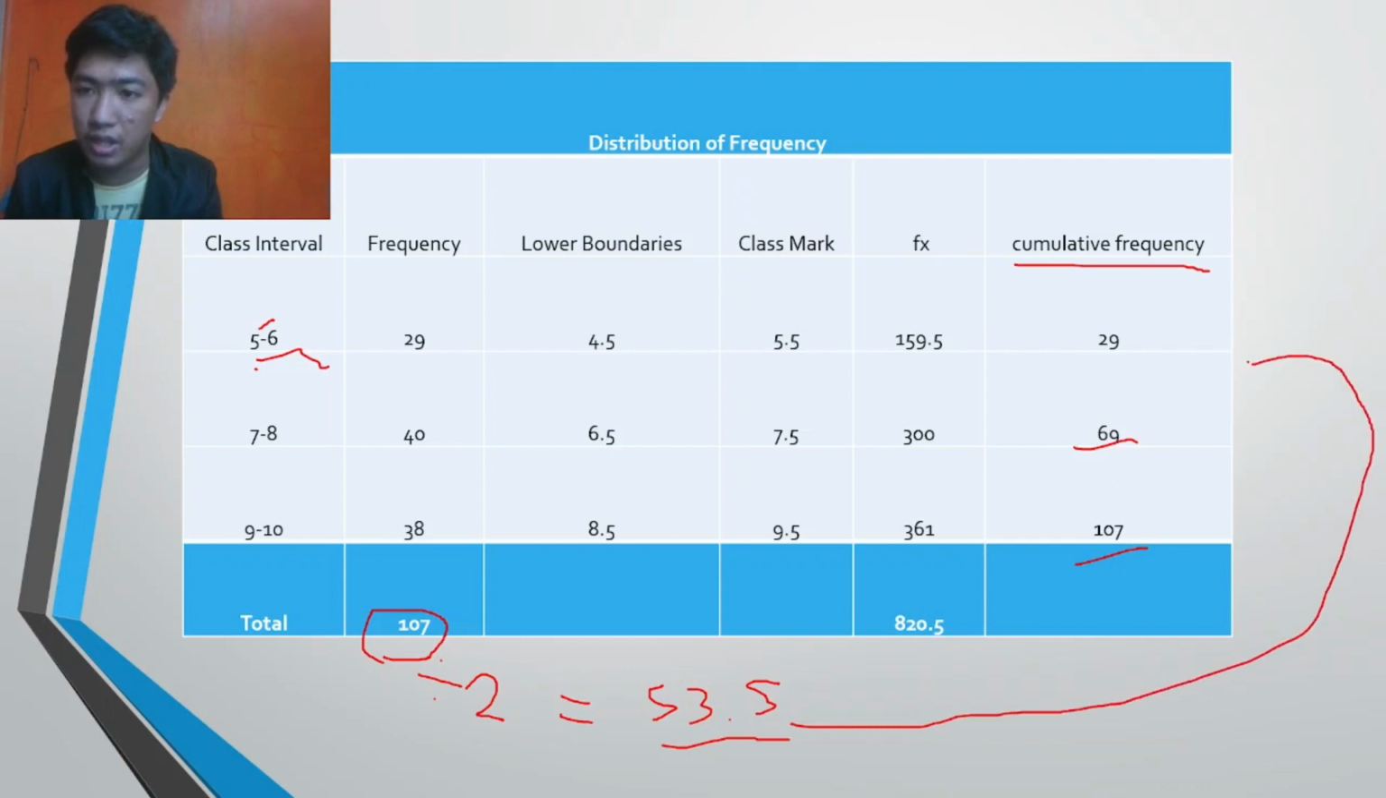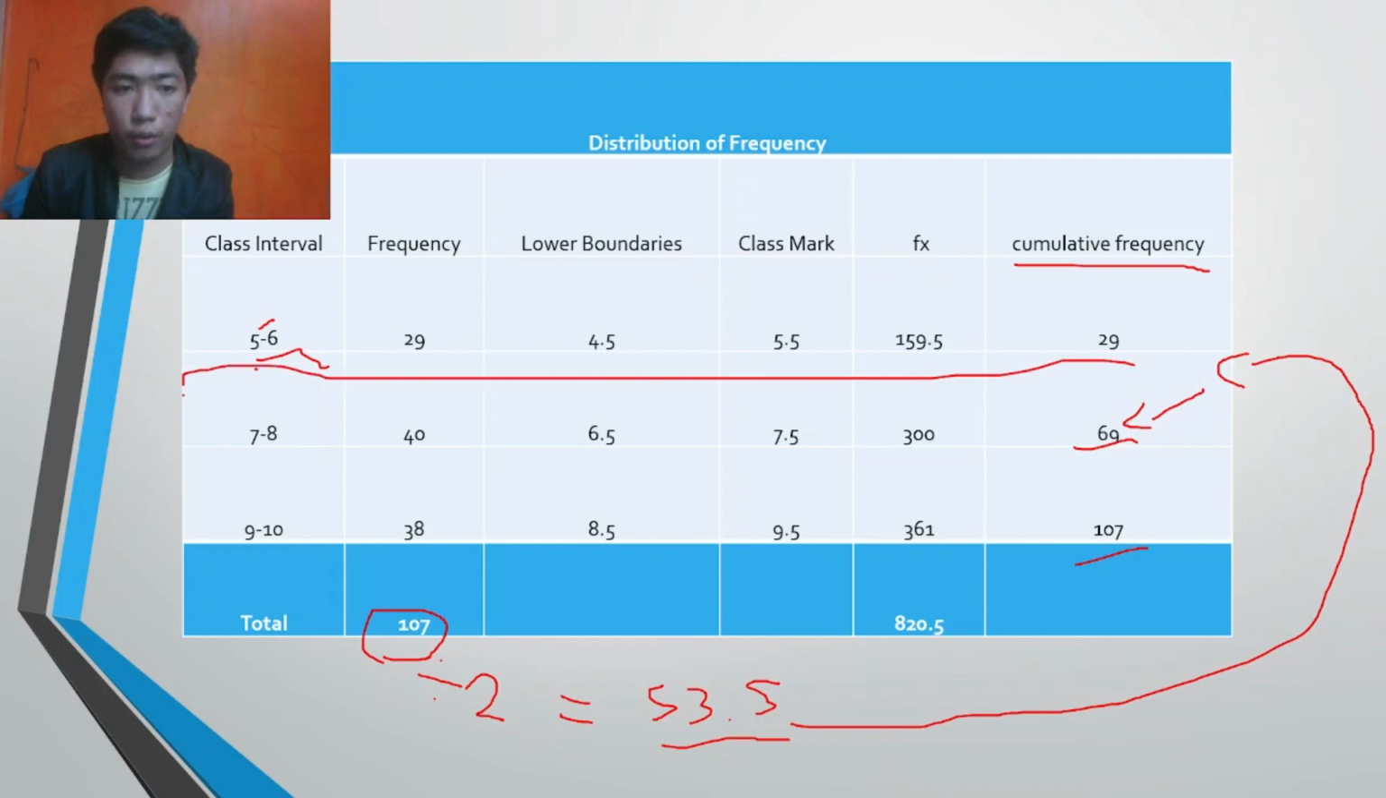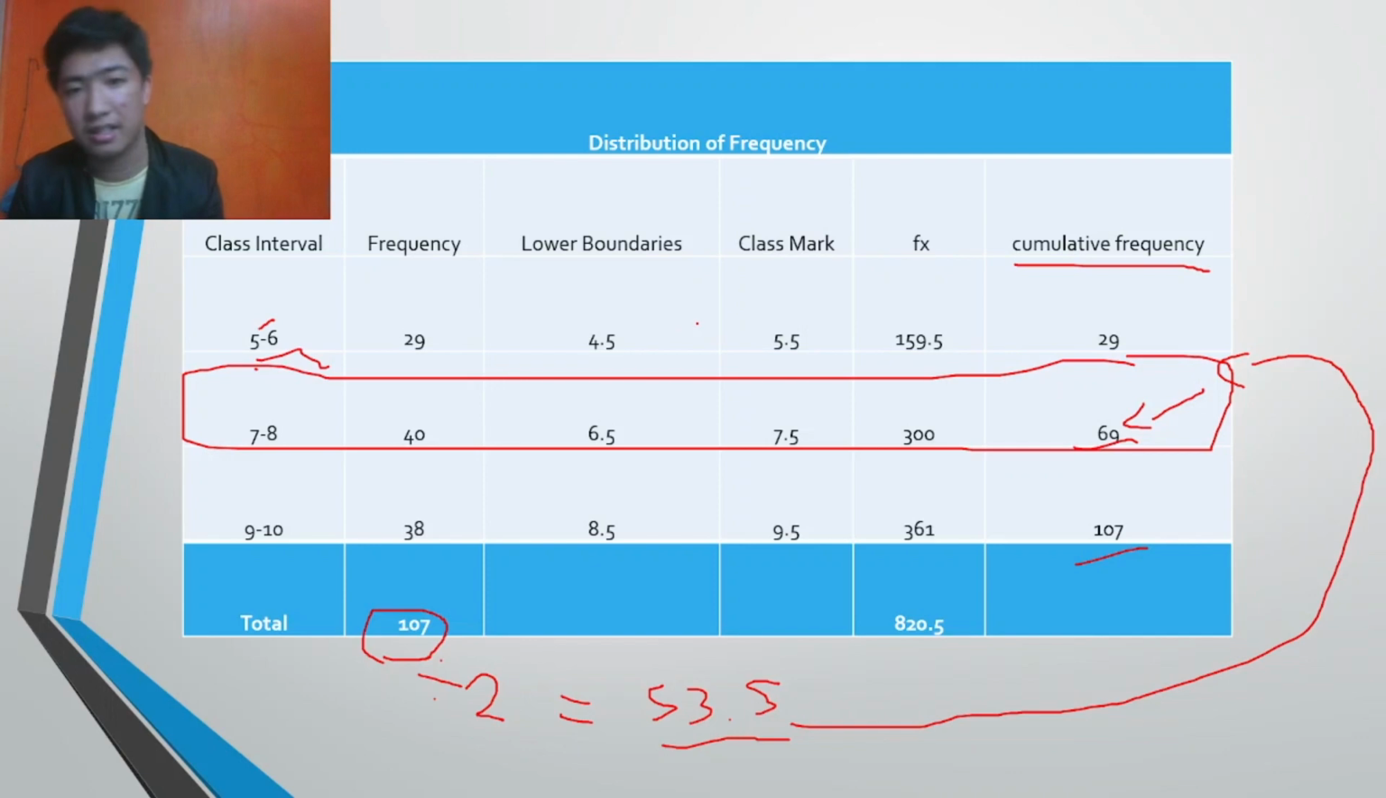Then for this number, you need to find the range it falls in on the cumulative frequency. So for this 29, is 29 in range of 53.5? No, but 69 right here is in range with 53.5. So this row right here is our median class.